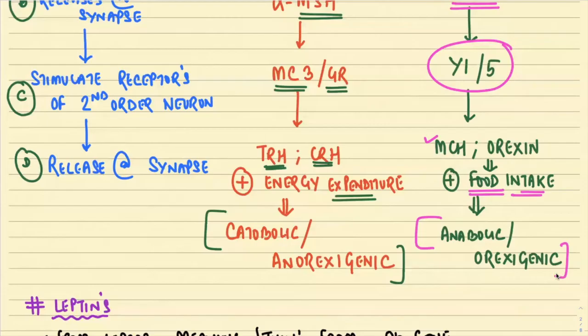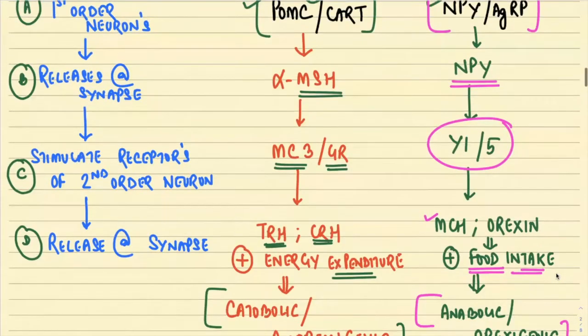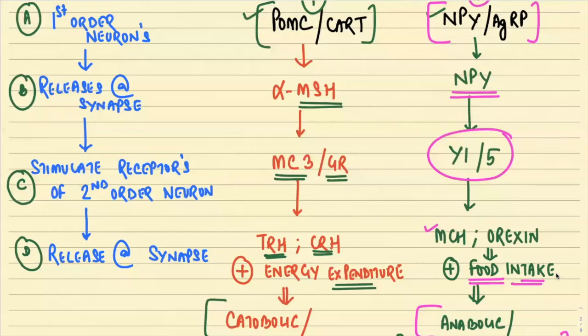So you have to remember POMC CART means energy expenditure, that means catabolic, that means anorexigenic. And we have to remember NPY-AGRP means we will have to take food, anabolic, orexigenic.